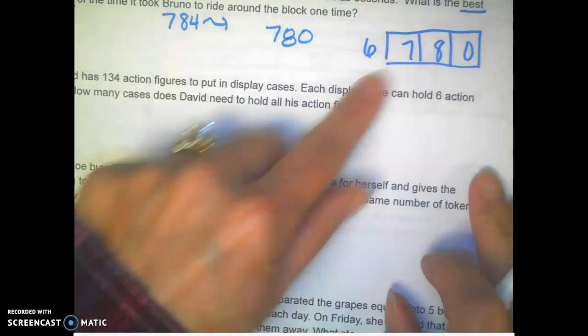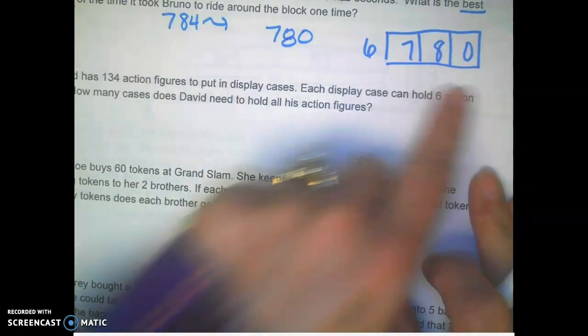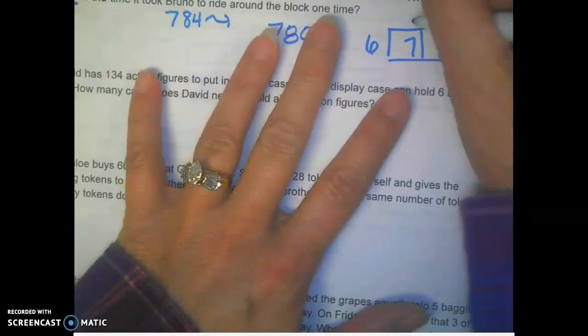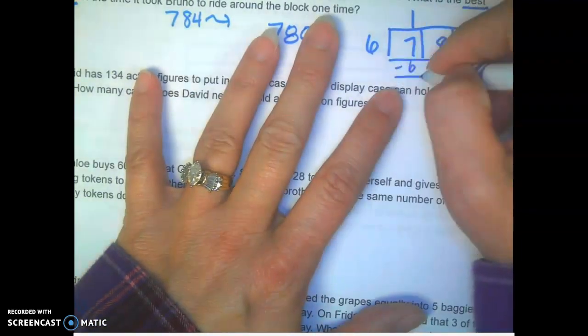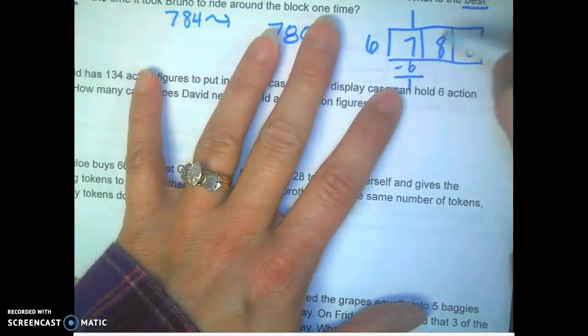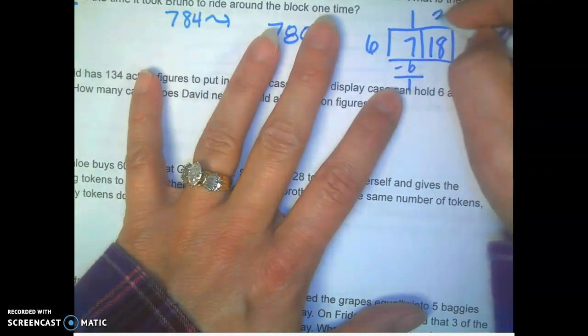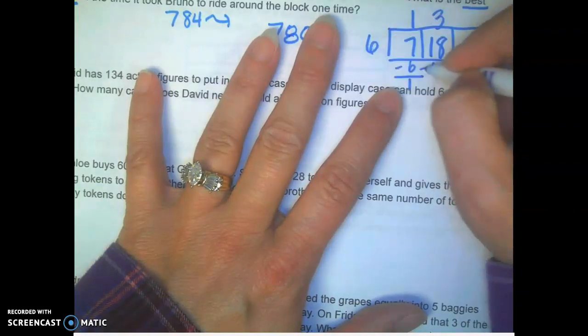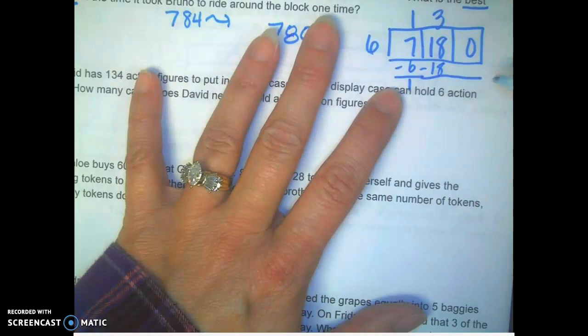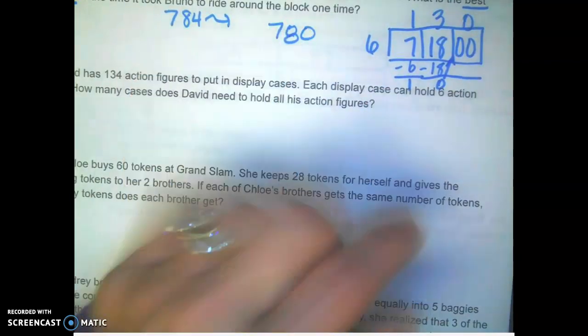when you don't have a lot of room to write, you can do the box method and it goes across and then it doesn't take up as much room on your paper. 6 goes into 7 one time. Subtract, you get 1. Bring your 1 up here to the 8. 6 goes into 18 3 times. Next step is to multiply. 3 times 6 is 18. Subtract. 18 minus 18 is 0. Bring your 0 up. 6 goes into 0 times. You still have to put that 0 up there.